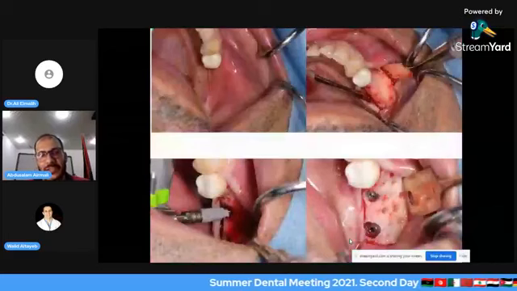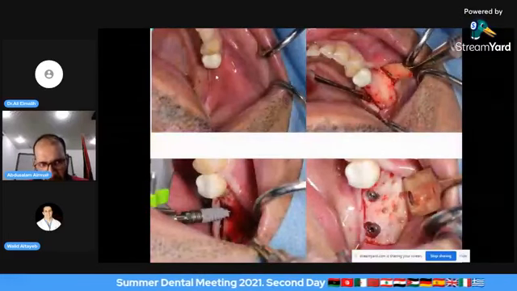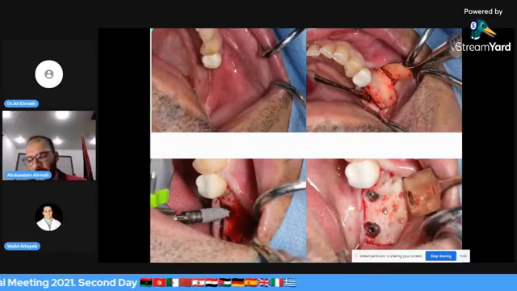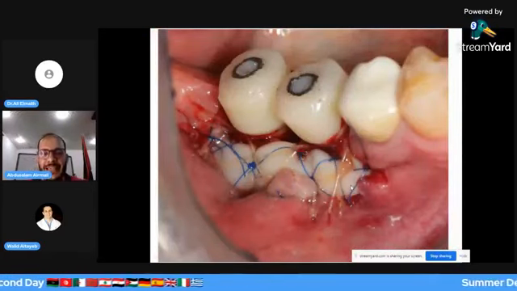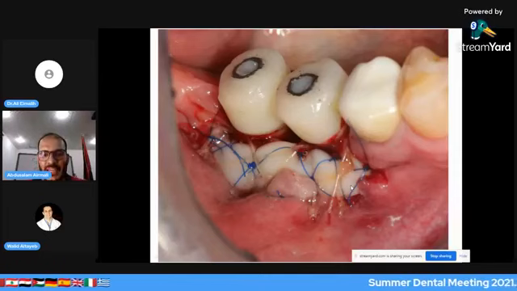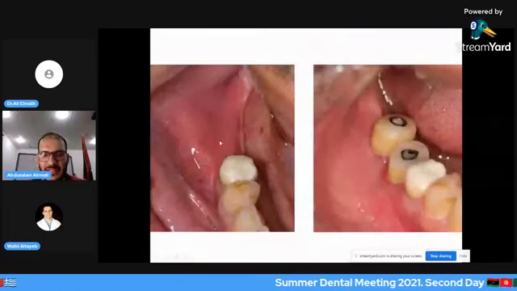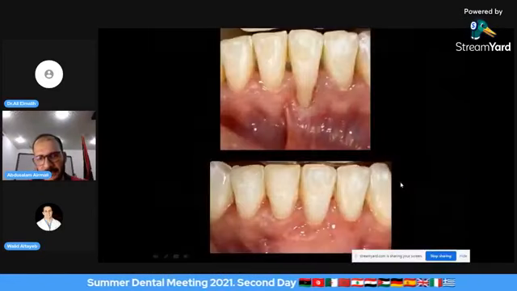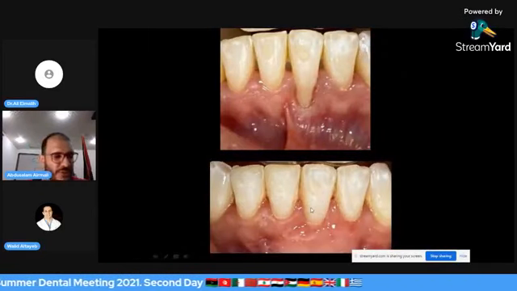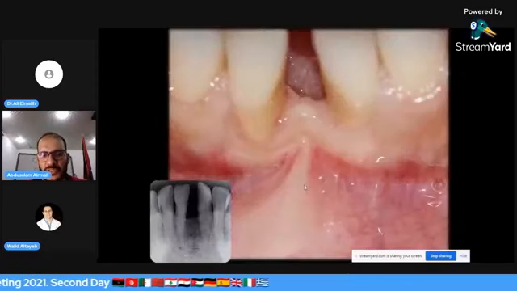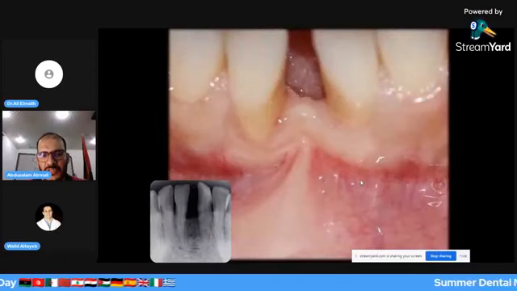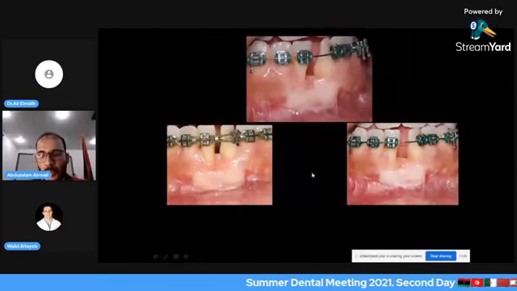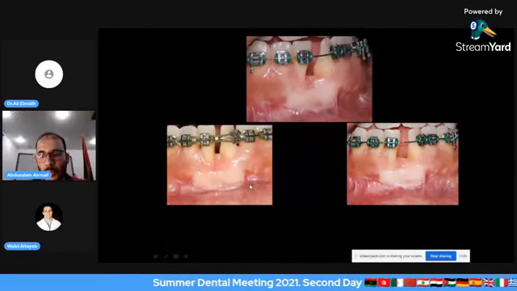This is another case of GBR. This is a case with a lack of keratinization from the beginning. We open the flap, place the implant, and do GBR. At the second stage, we place the healing abutment and at the same time place a free gingival graft. And this is the case before, and this is the case after healing, after 2 months. Also around teeth, you can use the free gingival graft to cover the roots.